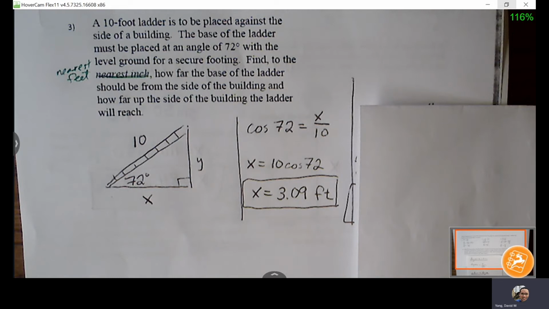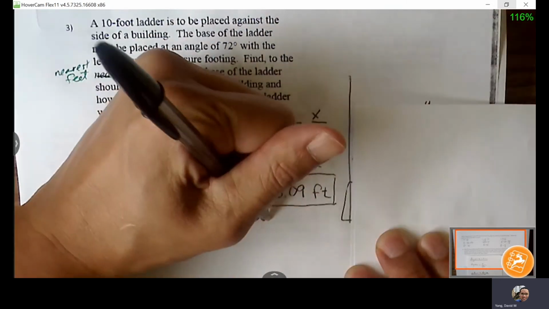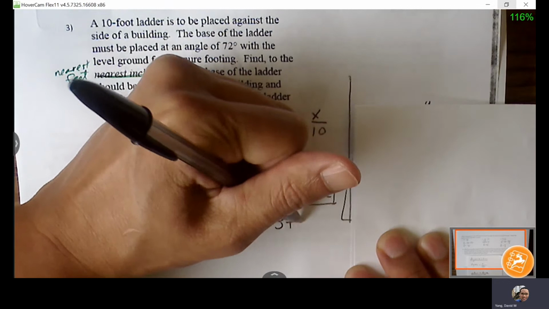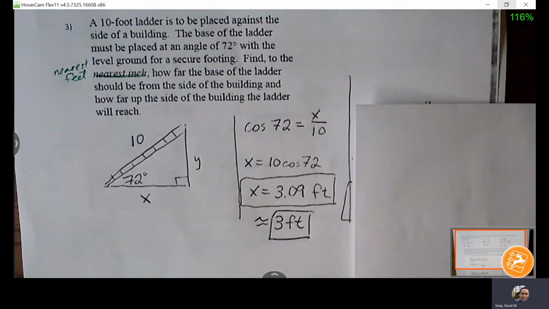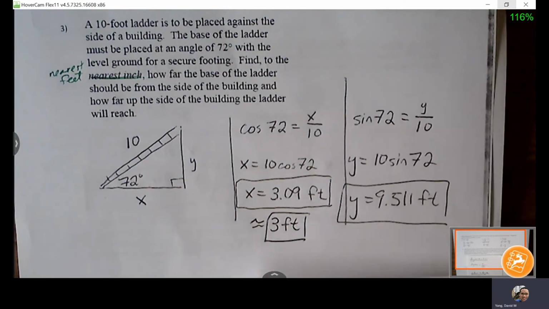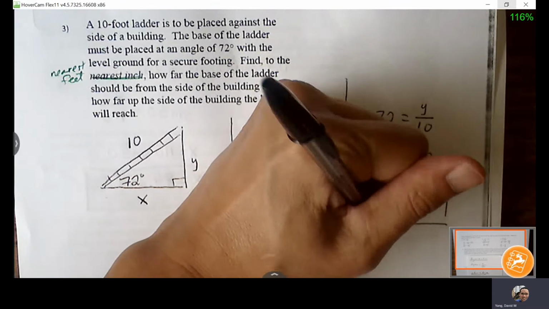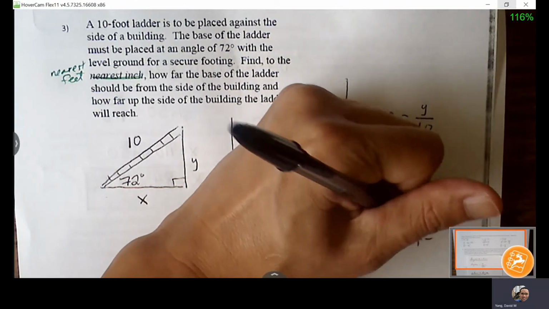Yeah, so that's three feet, yeah, sorry. I was right. You didn't say every. I was right.